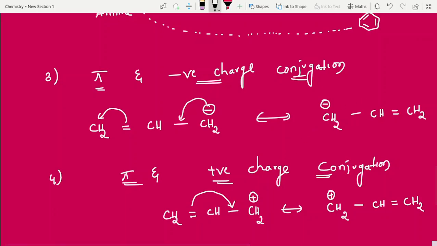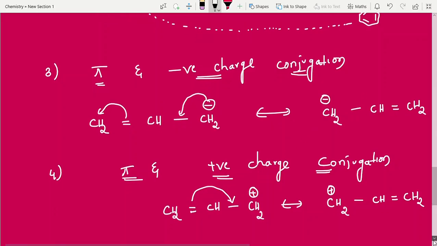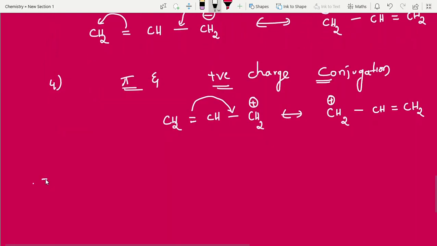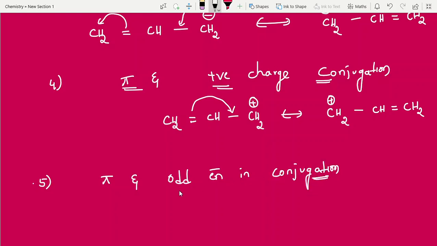Is it clear, students? Now one more last point. What is that? Pi odd electron in conjugation. Can you write now, students? What is this? Pi bond, CH2 double bond. Okay. Instead of negative charge, you can write positive charge. You can write odd electron. That's it. Free radical. Only one electron is there.